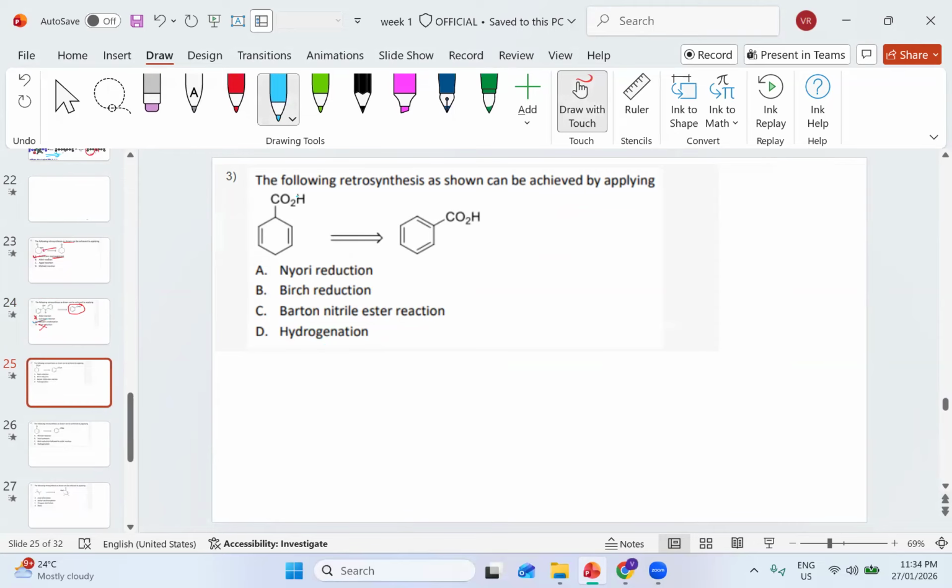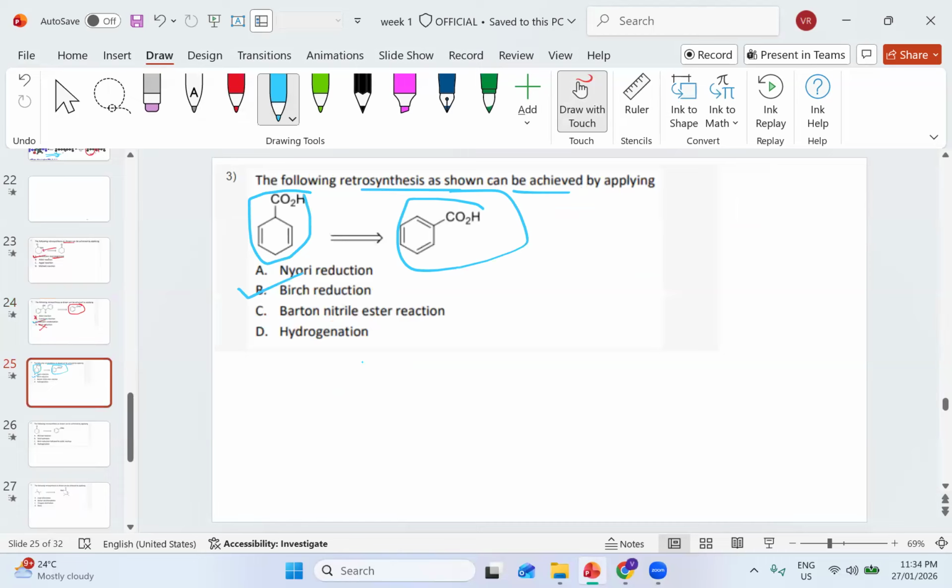Here is the third question. If you look at the question, I will not read it again and again. This is what our product is. And from the acid, we got this double bond. So obviously this will be a Birch reduction reaction, right?